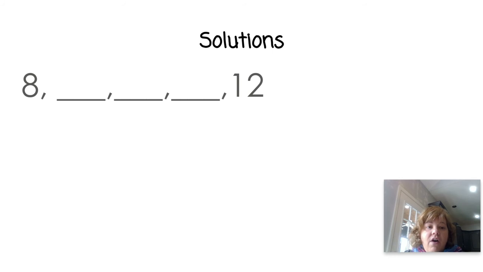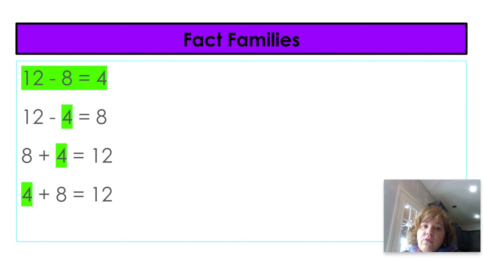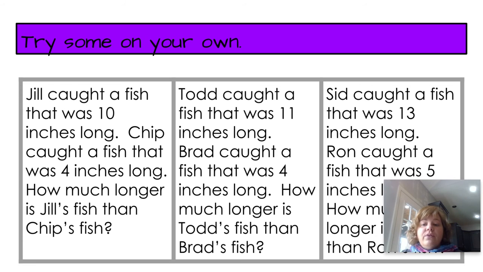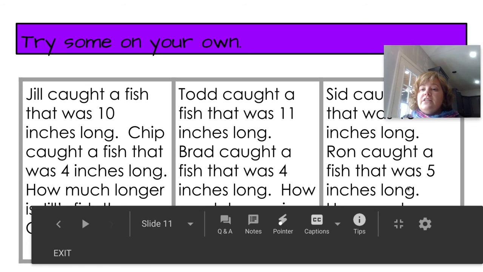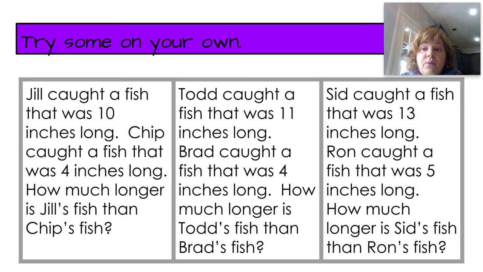If you counted on, you would count 1, 2, 3, 4 hops between 8 and 12. And if you subtracted 12 minus 8, you also found out that the difference between the two fish was 4 inches. Now, see if you can use those strategies. And I have 3 more problems for you that you can work on solving on your own.